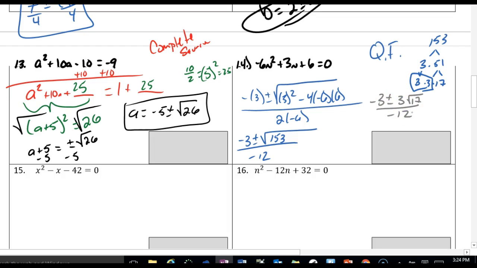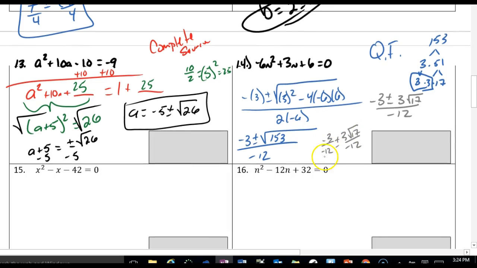Okay? So in simplifying this, what we need to do here is separate it and say negative 3 over negative 12, plus or minus 3 square root 17 over negative 12. Alright, so I can divide here. Negative 3 divided by negative 12 works out to be a positive 1/4 plus or minus 3 divided by negative 12, again, is going to be 1/4, or just the square root of 17 over 4. And this would be my simplified answer.